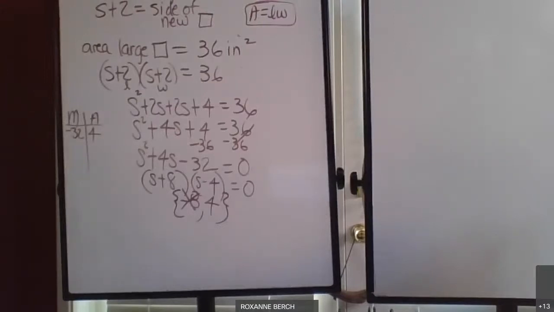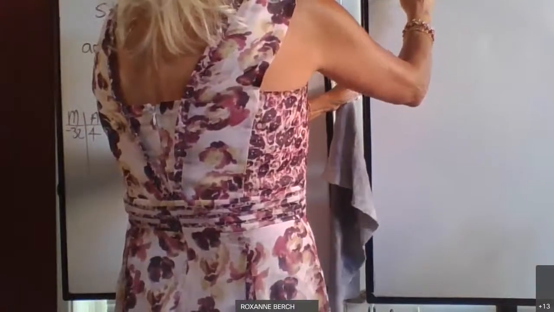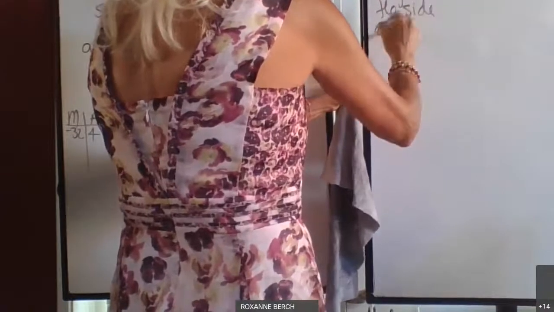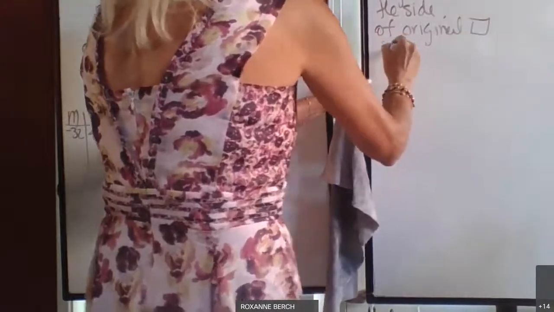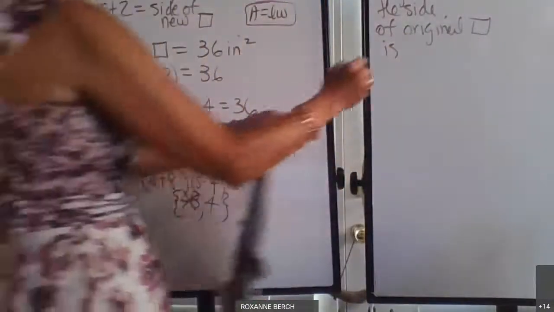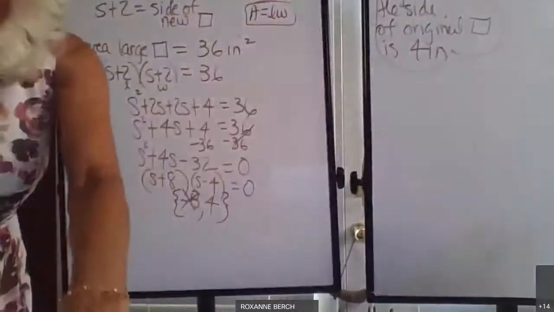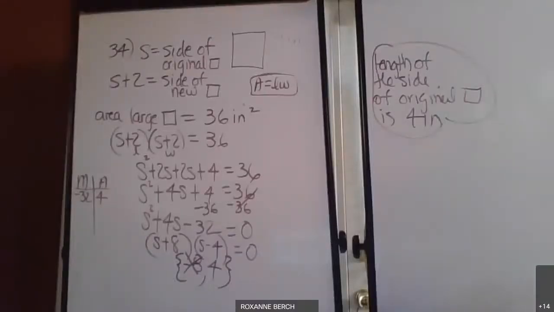So the question was, find the length of the side of the original square. So the length of the side of the original square is 4 inches.